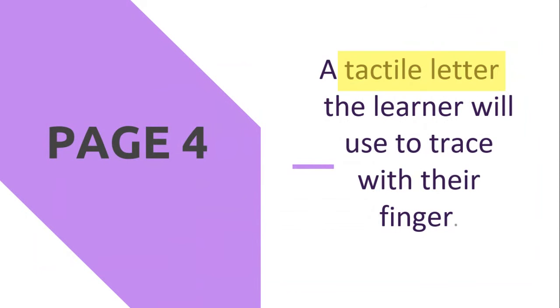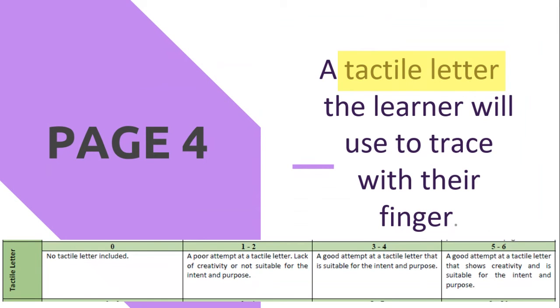Next, page 4 is a tactile letter that the learner will use to trace their finger with. So in your workbook, your template, this would be a blank letter and the children would then stick some tactile material onto this letter. In terms of the rubric, it's a good attempt at a tactile letter that shows creativity and is suitable for the intent and purpose.